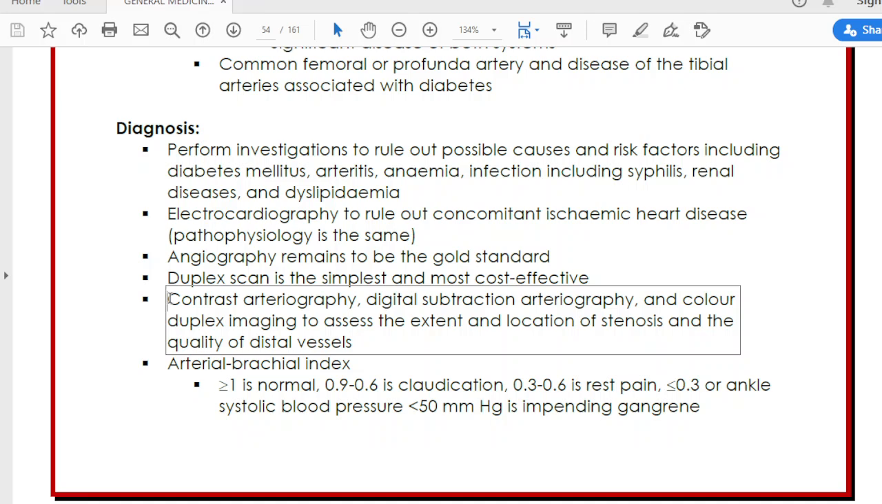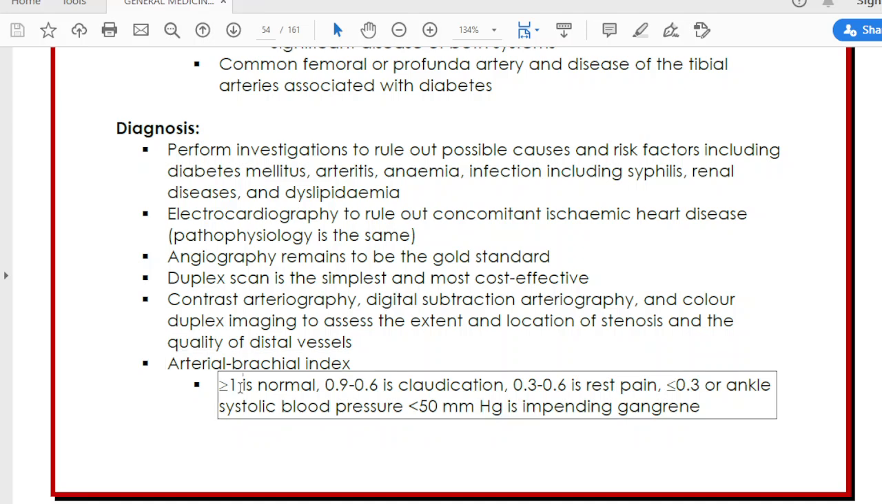Contrast arteriography, digital subtraction arteriography, and color duplex imaging to assess the extent and location of stenosis and the quality of distal vessels. Ankle-brachial index: above 1.0 is normal, 0.9 to 0.6 is claudication, 0.3 to 0.6 is rest pain, and below 0.3 or ankle systolic blood pressure less than 50 mmHg is impending gangrene.